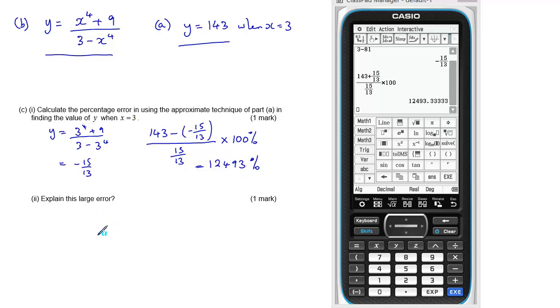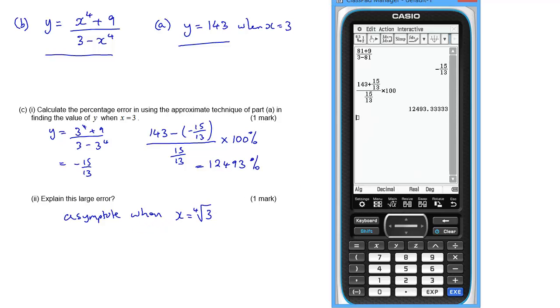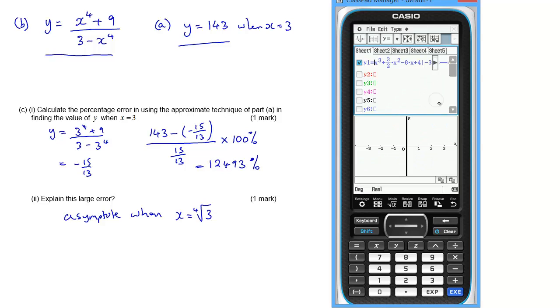Now, explain the error. Well, if we look at the denominator here, we have an asymptote when x is equal to the 4th root of 3. The step-by-step method doesn't pick that up at all. It's going to miss that fact altogether. So what's going to happen? Let's just graph it on here, and then it might become clear.